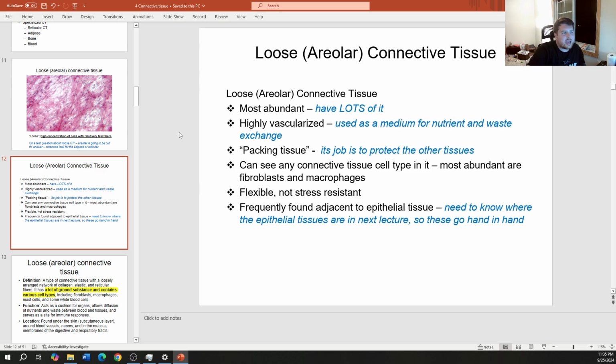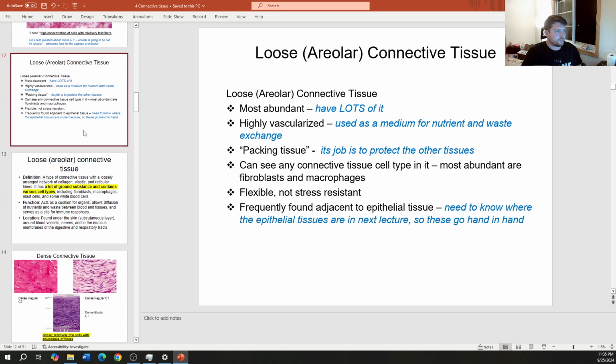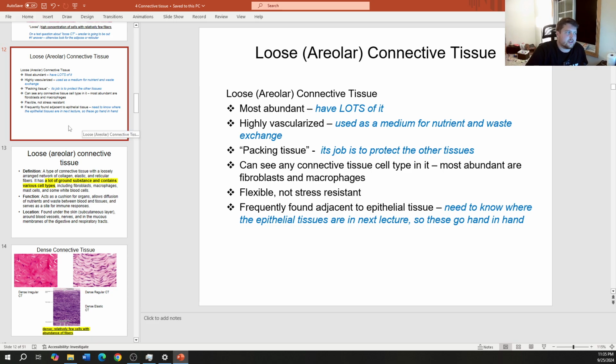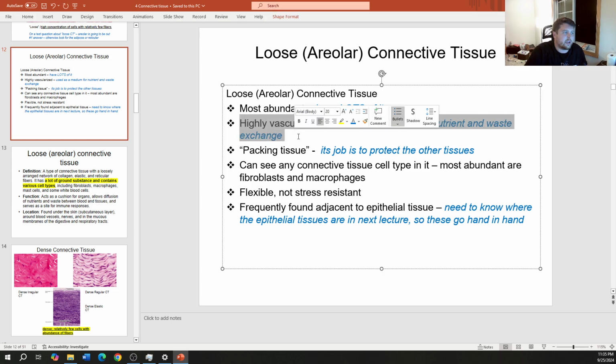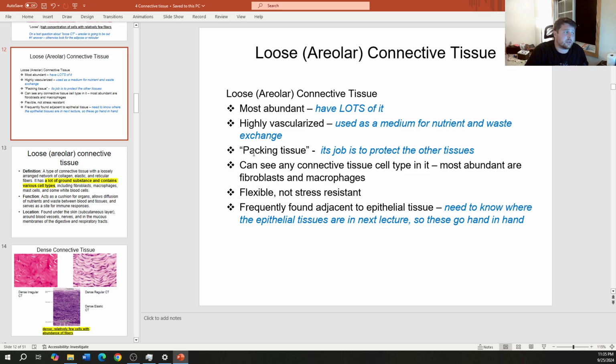Again, depending on what type of cell and the location of the cell, you get into more of the specifics of it. But understand that this is why that connective tissue is loose: so that it has a way to exchange the nutrients and the waste. It's also known as a packing tissue to protect our tissues.